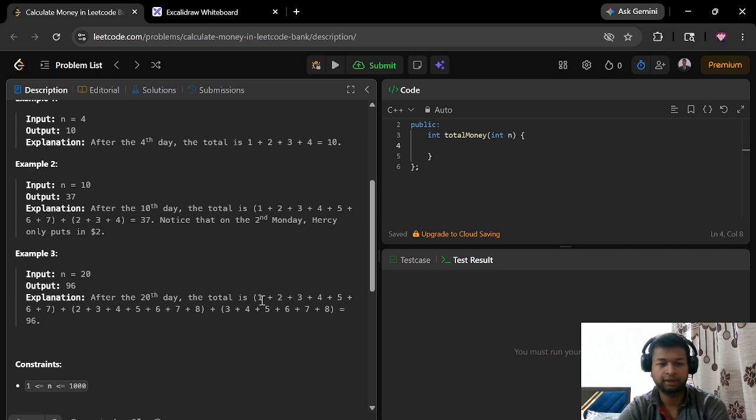For n equals 20, it will be again 1 till 7, then 2 till 8, then again this Monday is here, the third Monday, so the third Monday will be $3. So 3 till 8, which is 96.